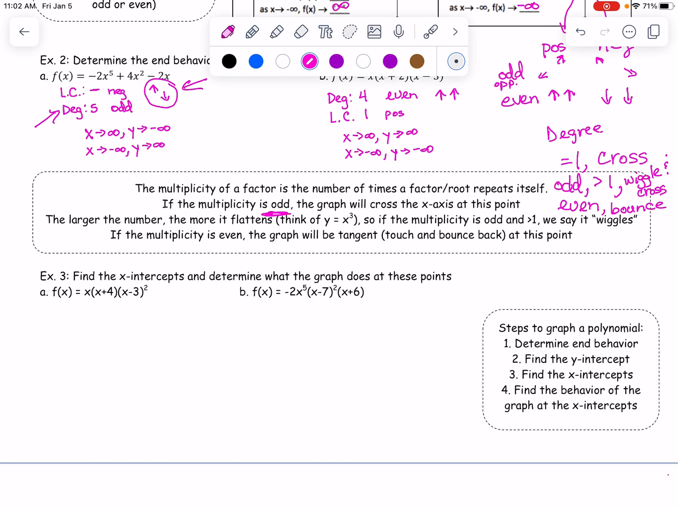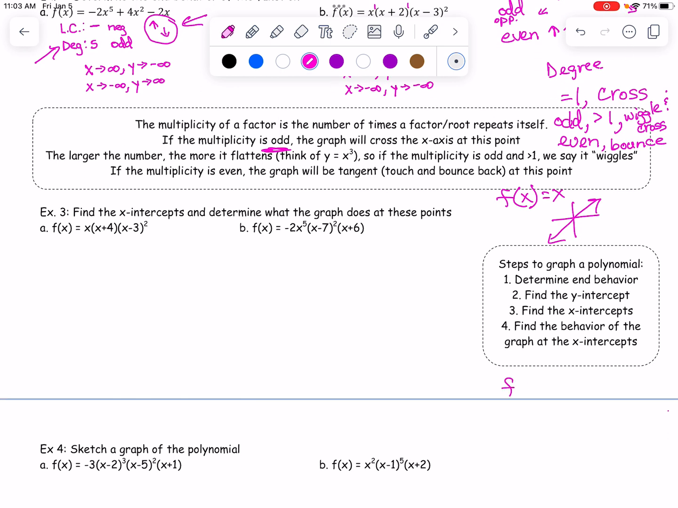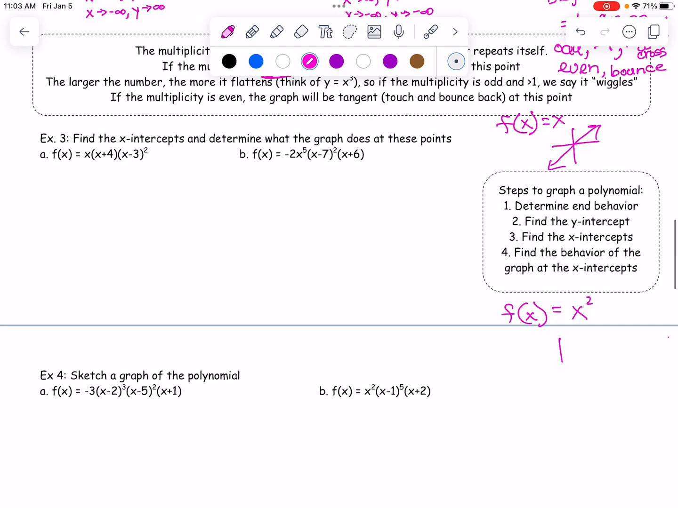So think of the first one, if the degree is equal to 1, that means f of x equals x, and we know that it's just going to cross through 0. And your x-intercept is 0. On your even, think of a quadratic. On a quadratic, my x-intercept is 0. Well, when it gets to 0, it's going to bounce, and it's going to return and go in the same direction.